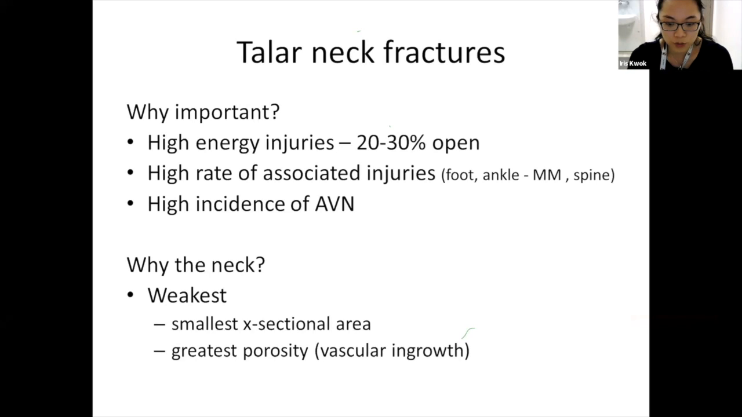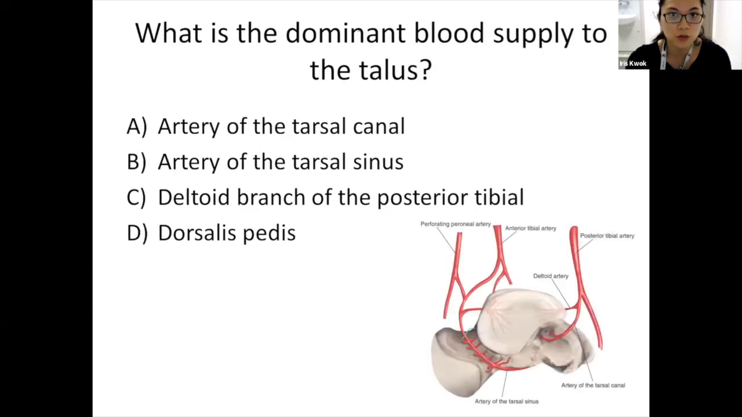So since we mentioned blood vessels, the next question for the poll is, what is the dominant blood supply to the talus? Is it the artery of the tarsal canal, an artery of the tarsal sinus, the deltoid branch coming up from the posterior tibial artery, or is it the dorsalis pedis? And don't worry if you don't know this, because this is sort of next level knowledge.